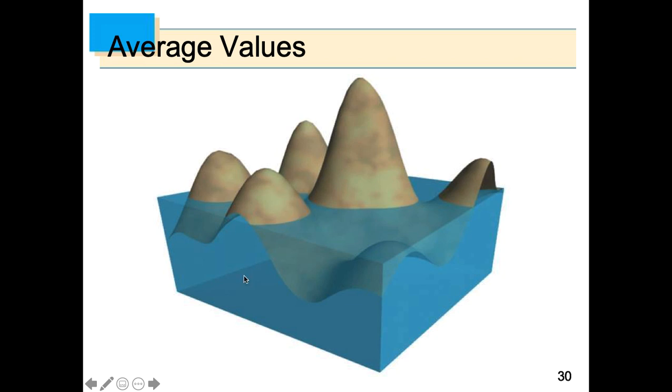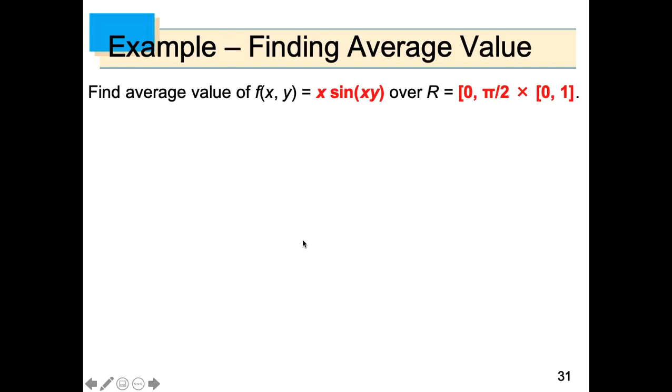So it's essentially the same idea, but again, remember we are calculating height, not volume in this case. So whenever you're asked to find an average value, you're asked to find height, not area, not volume. So I say let's just get right into an example. What if I wanted to find the average value of this surface over this rectangle?